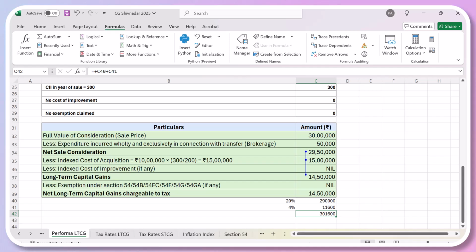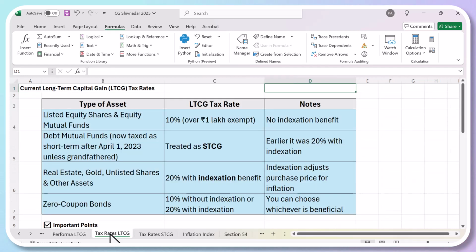Now the tax rates for long-term capital gains. Here, we applied 20%. For example, real estate, it was 20% with indexation benefit. If you can see this thing. So let's start with the current.